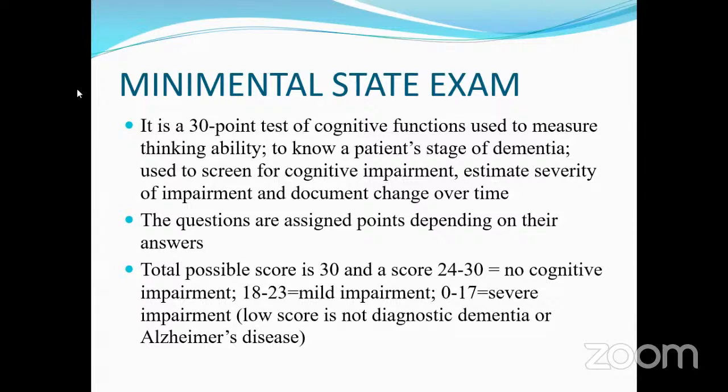All the questions, the 30 questions, are assigned points depending on their answers. The total possible score is 30. A score of between 24 and 30 shows no cognitive impairment. 18 to 23, mild impairment. 0 to 17, severe impairment. Although a low score is not necessarily a diagnosis of dementia or Alzheimer's disease, but use it. It's an important instrument. Mini mental state exam.